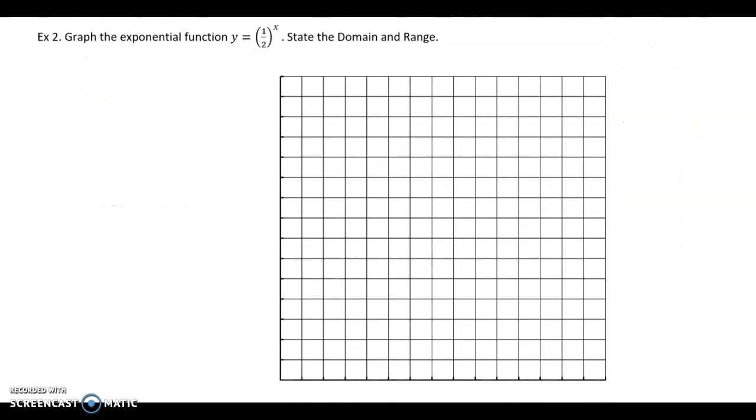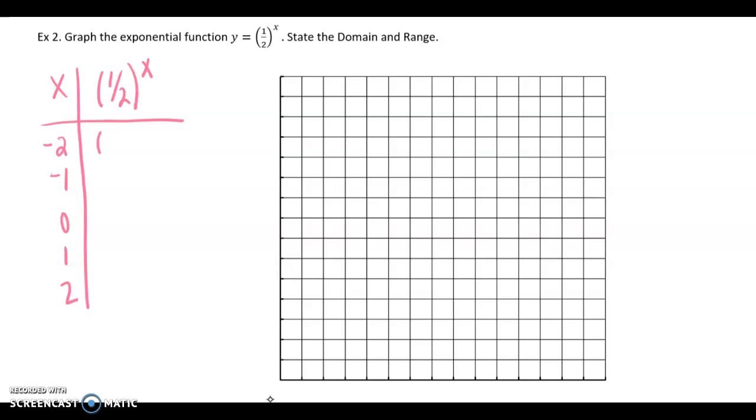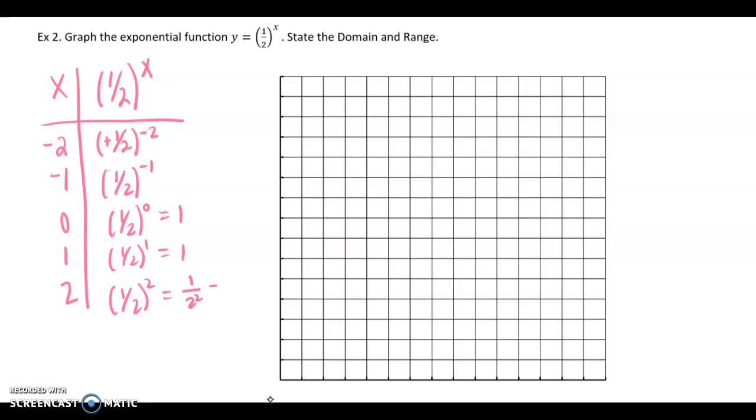So now let's do a fraction. We're going to start off with our values. We're going to do -2, -1, 0, 1, and 2, and 1/2 to the x. So 1/2 to the -2, 1/2 to the -1, 1/2 to the 0, I know that's 1, 1/2 to the 1 is 1/2, and 1/2 squared is 1/4.